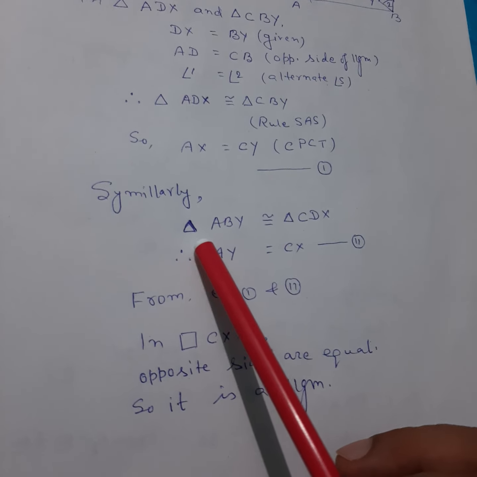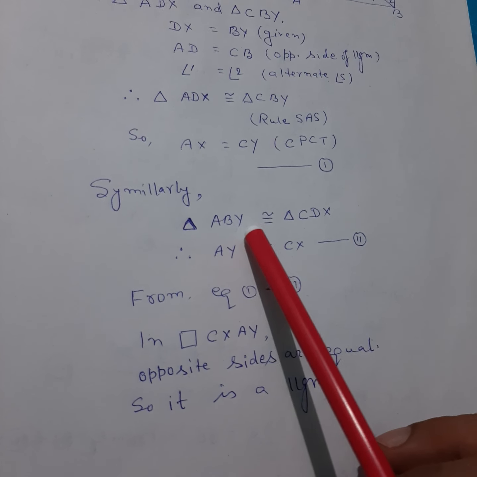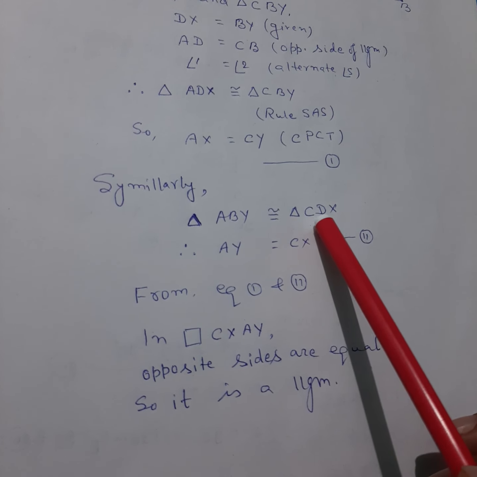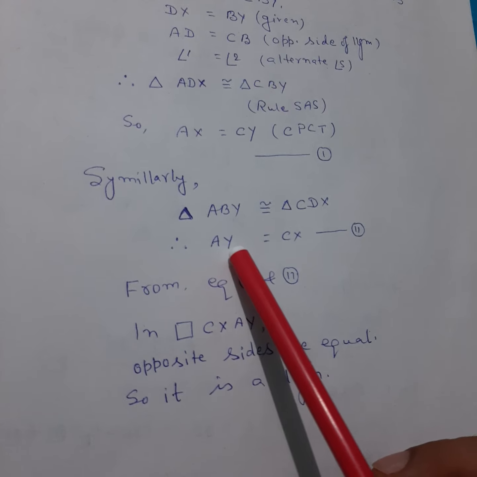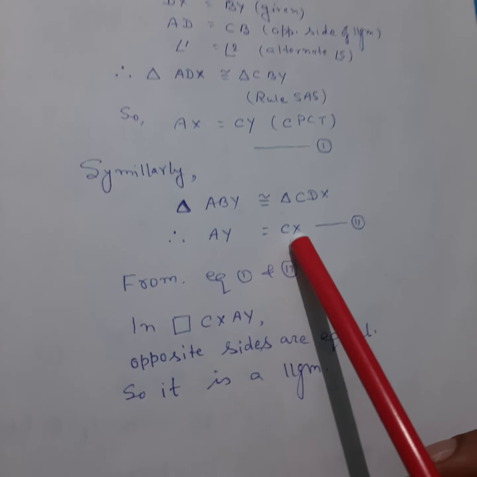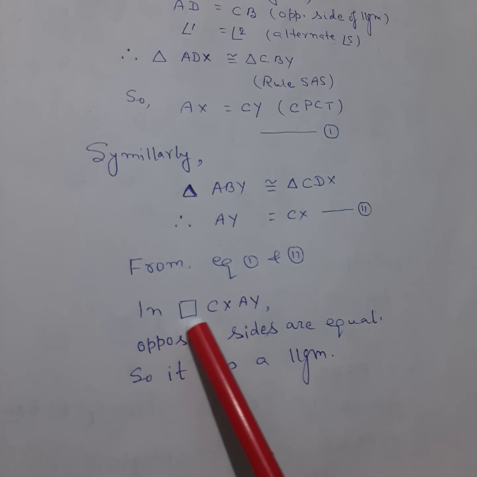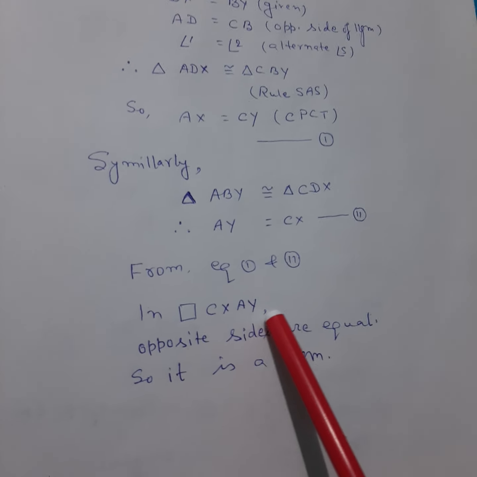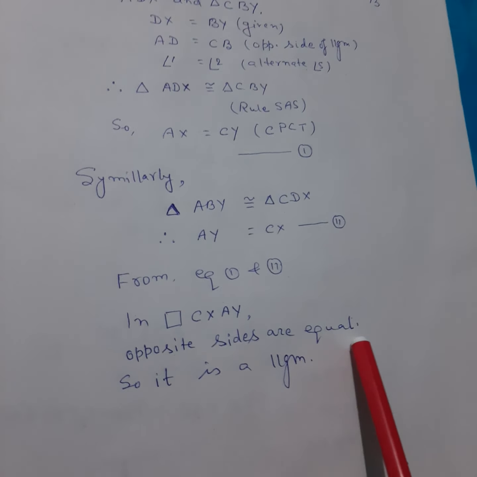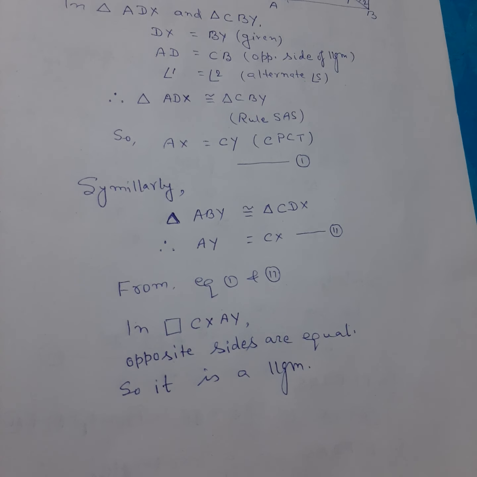Similarly, we can write triangle ABY congruent to triangle CDX. Therefore, AY equals CX, equation 2. From equations 1 and 2, in quadrilateral CXAY, opposite sides are equal, so it is a parallelogram.